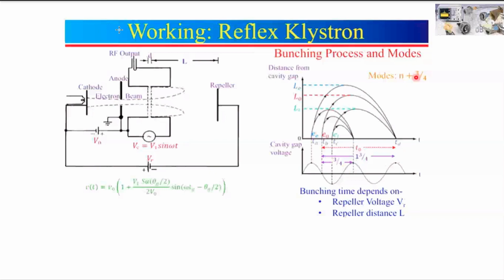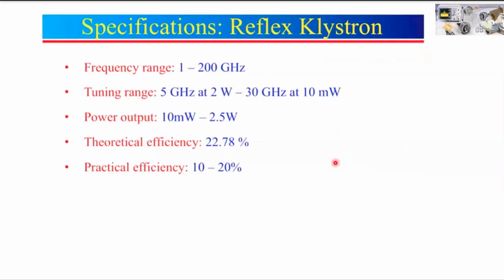Generally the mode is given by n plus 3/4 mode, and this n is any integer, 1, 2, or 0. If it is not having any mode number, then it is just the 3/4 mode. All these things are represented here in this particular diagram. So it is just an extension of your two cavity klystron. Just to make it oscillate, we use the reflex klystron.